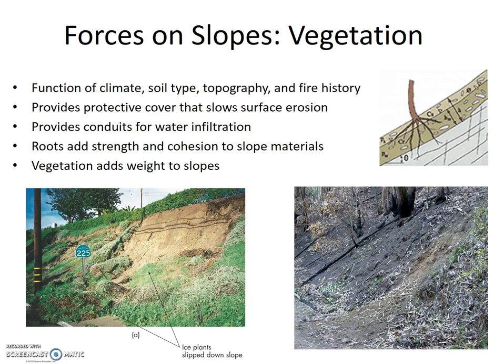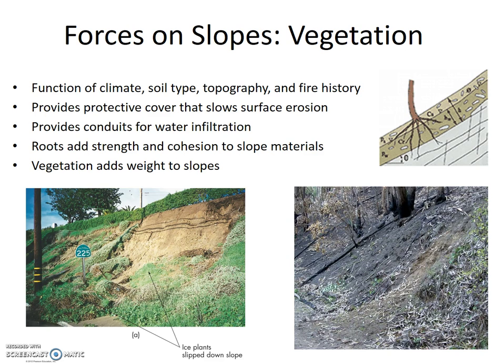Vegetation as a force on a slope is not clear-cut. It is a function of climate, soil type, topography, and fire history. Vegetation provides protective cover that slows surface erosion and provides conduits for water infiltration. Roots can add strength and cohesion to slope materials. However, vegetation adds weight to slopes as well. Let's look at the images.